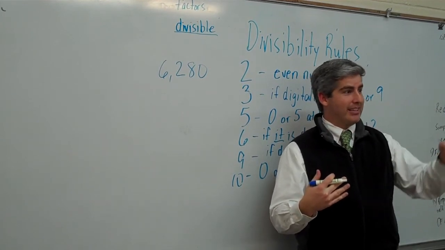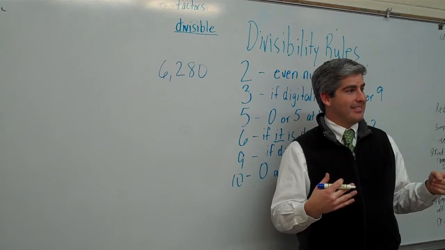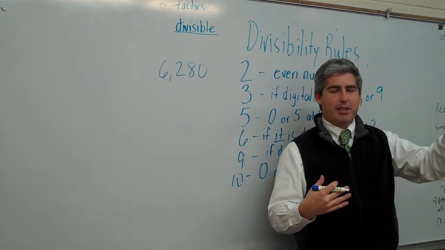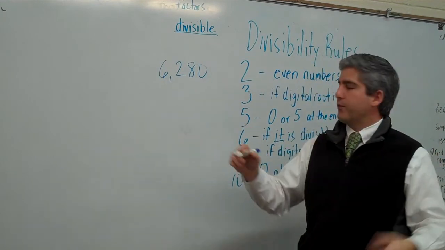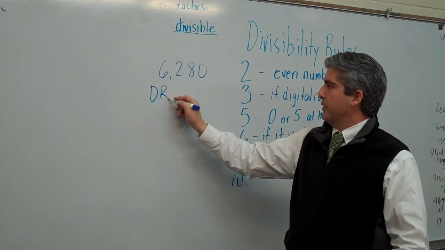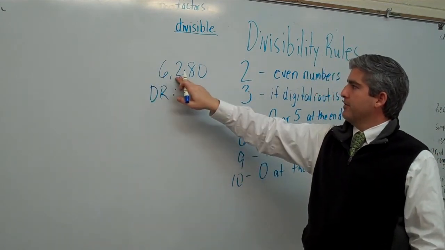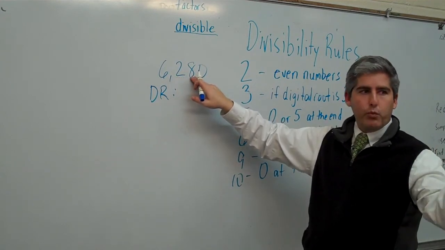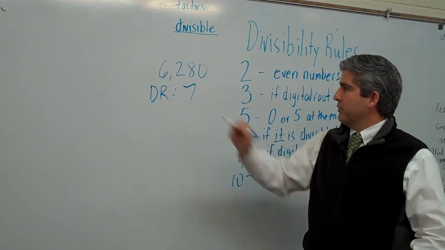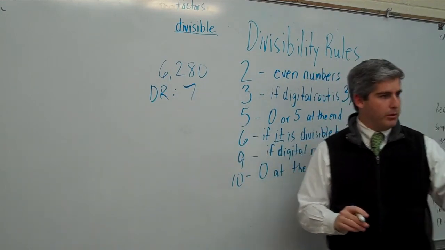Say it, Toby. I know you're thinking it. He's thinking it. Can someone read his mind? Thank you, Nabi. The digital root. So let's find the digital root of this first. And I'm just going to put DR for digital root. 6 plus 2? 8. Plus 8? 16. So I have 16, then I have to do 1 plus 6? 7. So my digital root is 7.